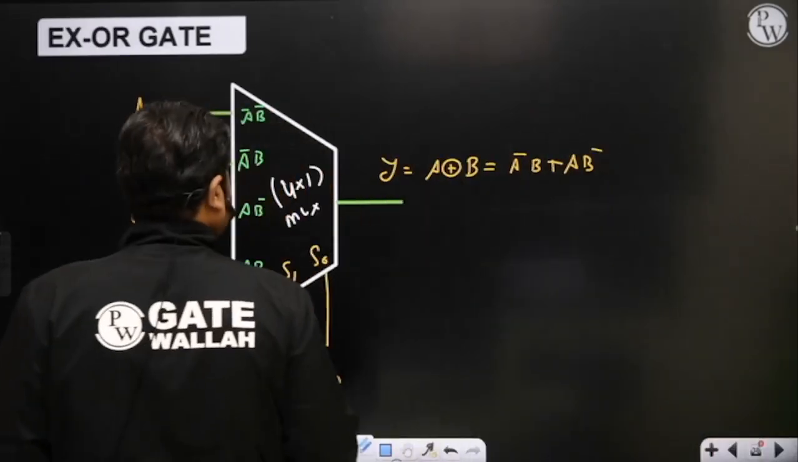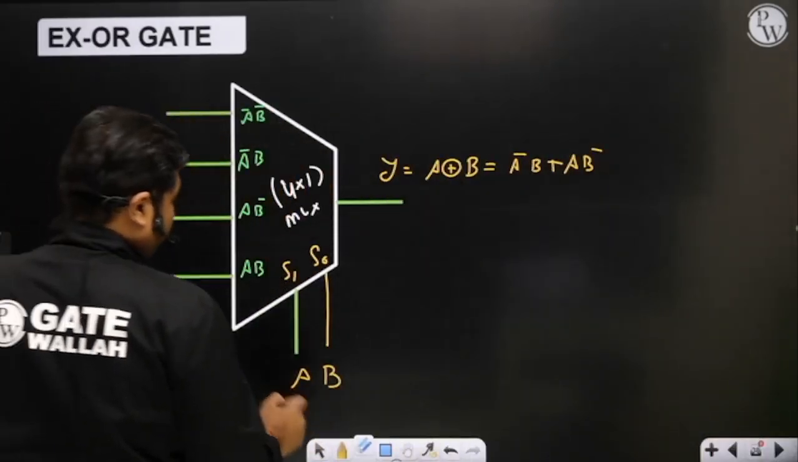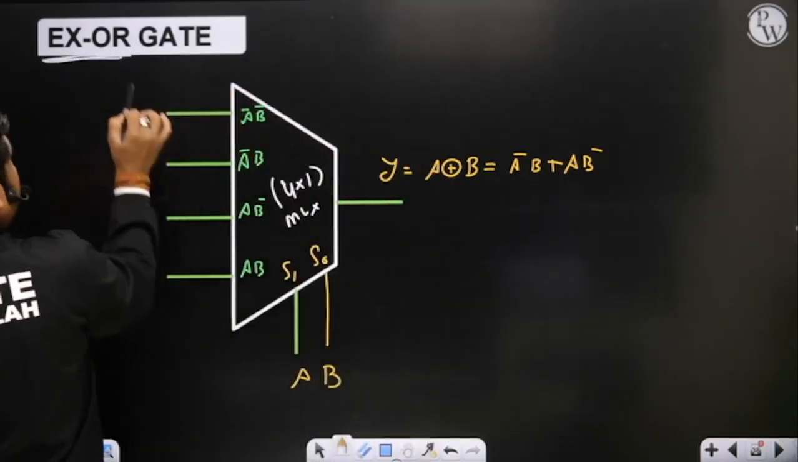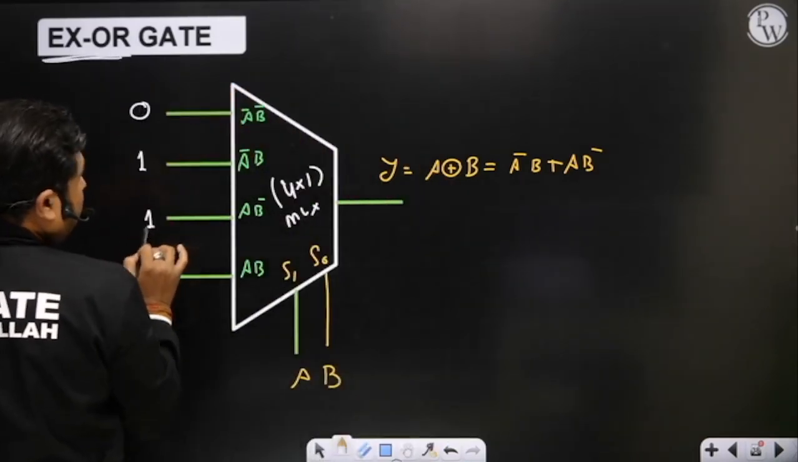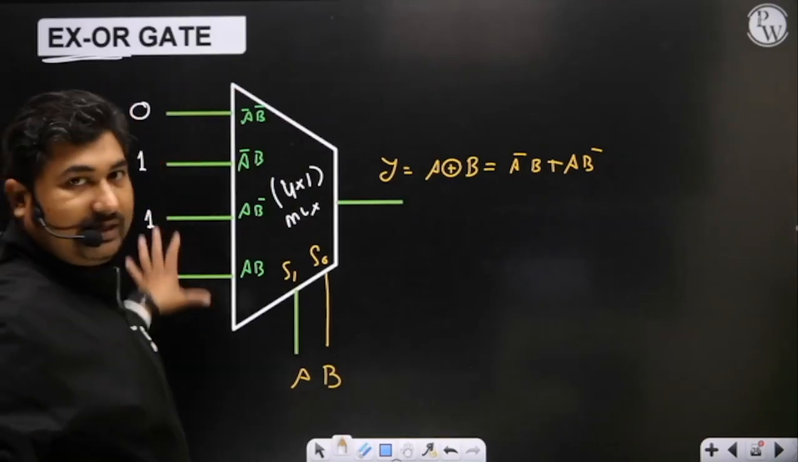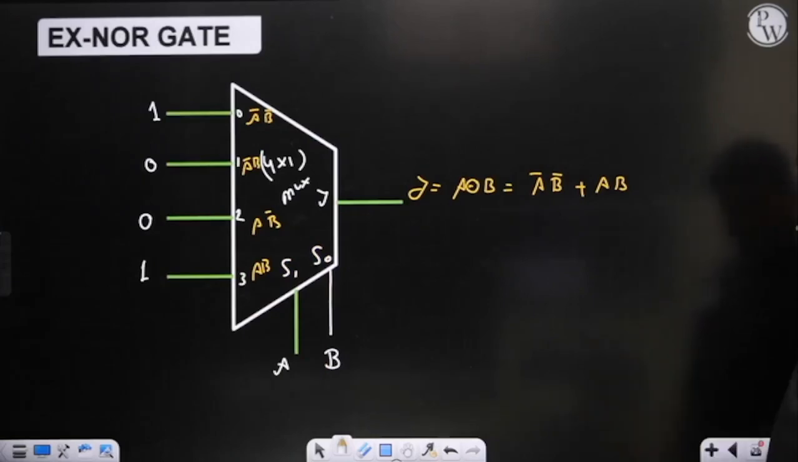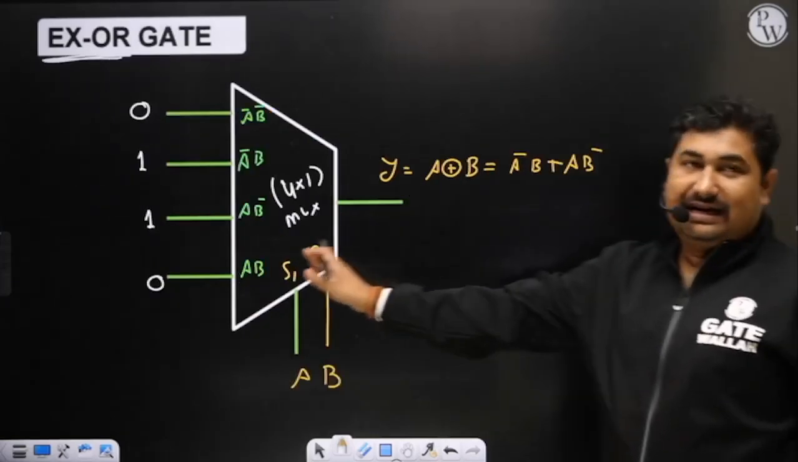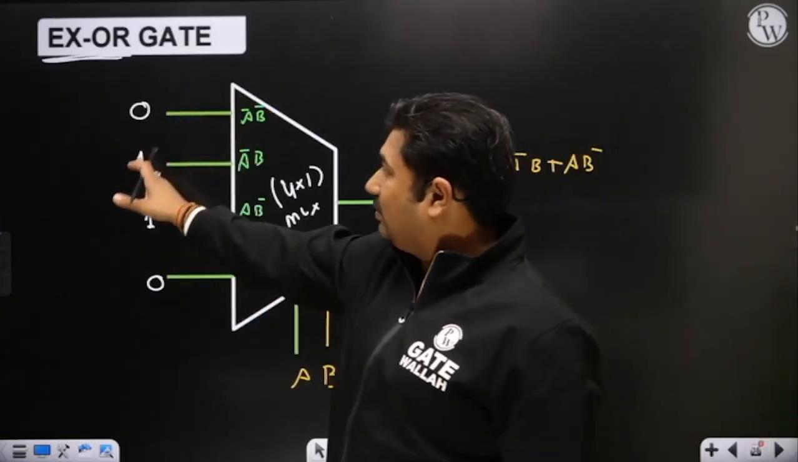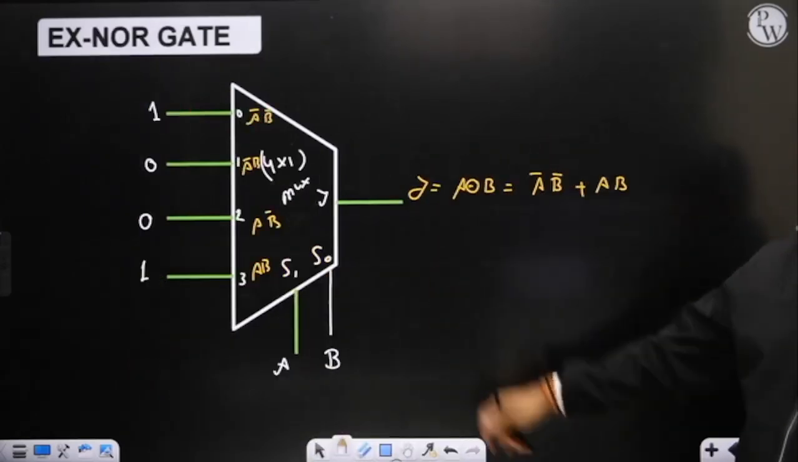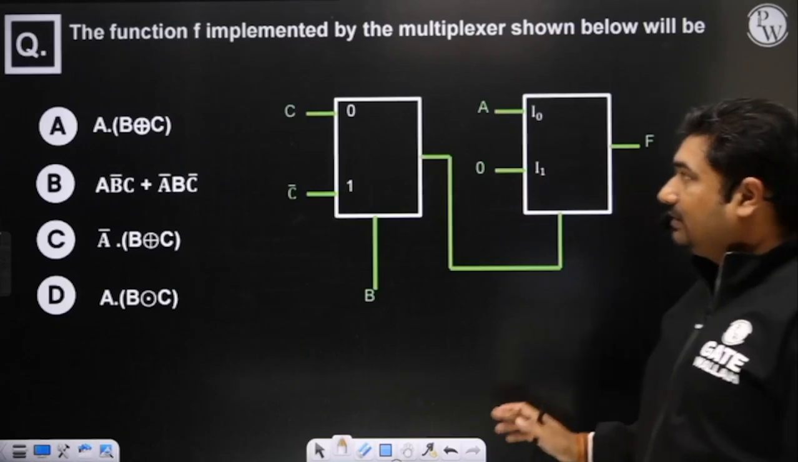Okay, I made a mistake here that you are saying. Yes, it's an XOR. For XOR, this is 0, 1, 1, 0. In my mind, it is going in the same fashion. No issue. XNOR is okay. Great. So kindly correct it. XOR is 0, 1, 1, 0. XNOR is okay. And this is your question.